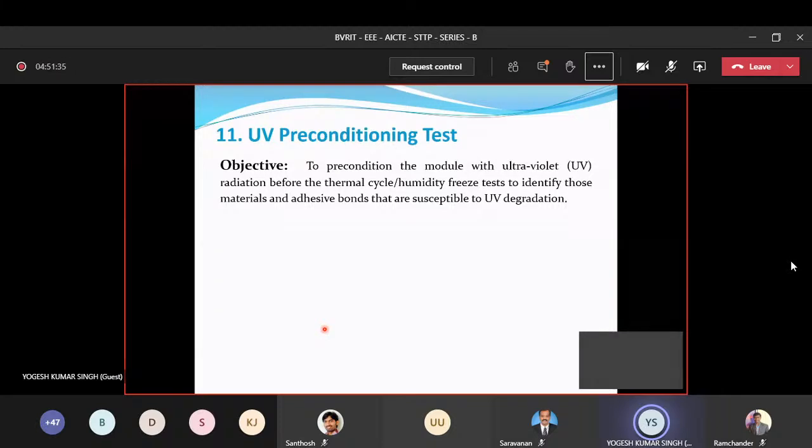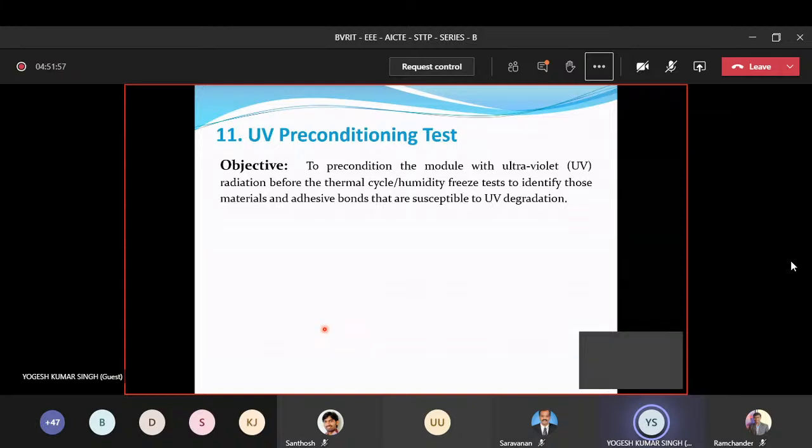Now the UV preconditioning test is important. With the help of the UV preconditioning test, we will go for the thermal cycling test and the humidity freeze test, to identify the materials, the adhesive bond, and the susceptibility to UV degradation. So these are all the things we will require.